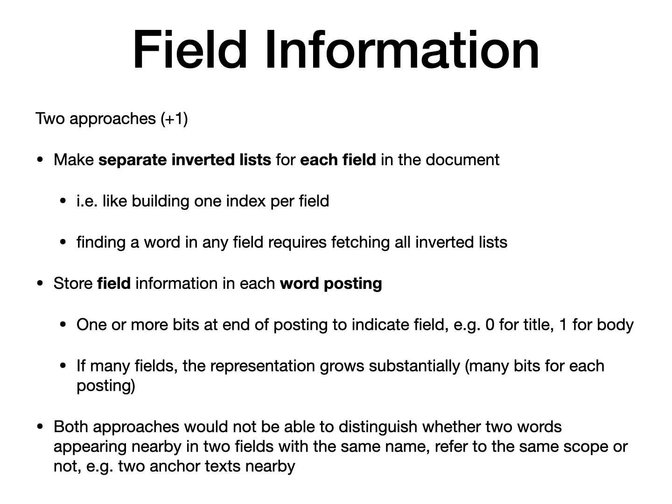Another approach is to store the field information into each word's posting. To do this, we would have to allocate one or more bits at the end of a posting to represent the field. For example, if we only have two fields, we can then get away with 1 bit. If we have 3 fields, then we need 2 bits, and so on. The problem with this approach is that if we have many fields, then we will need many bits to represent the fields. This means our index will grow substantially in size, hindering the efficiency of the search engine.